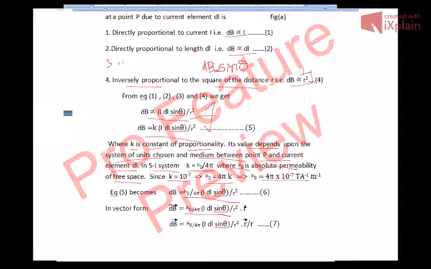Suppose the value of k is 10 raised to minus 7 Tesla. Suppose current I is 1 ampere, dl is 1 meter, theta is 90 degree and r is 1 meter. Then dB will be equal to 10 raised to power minus 7 Tesla.